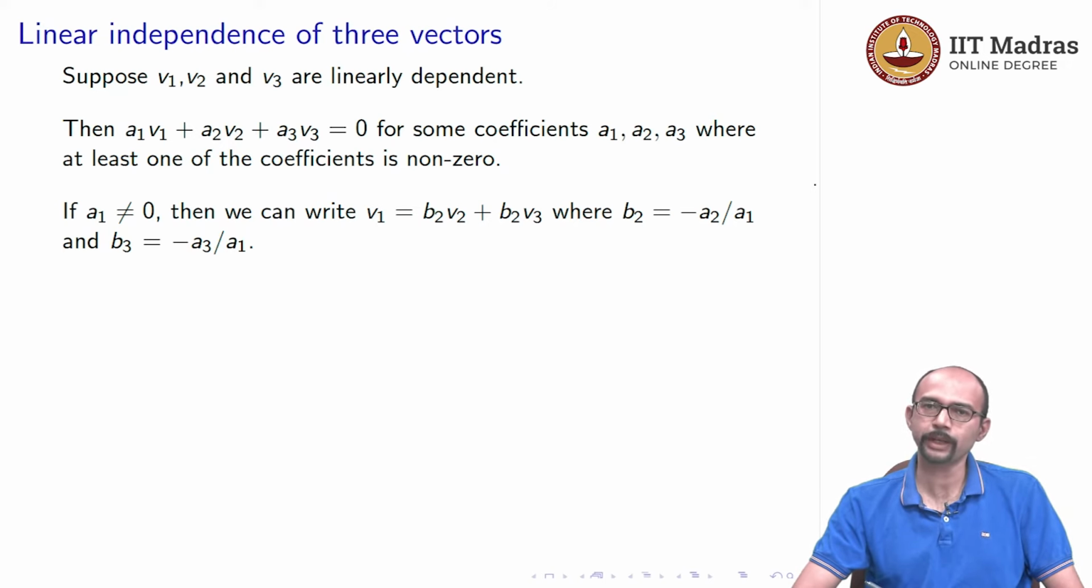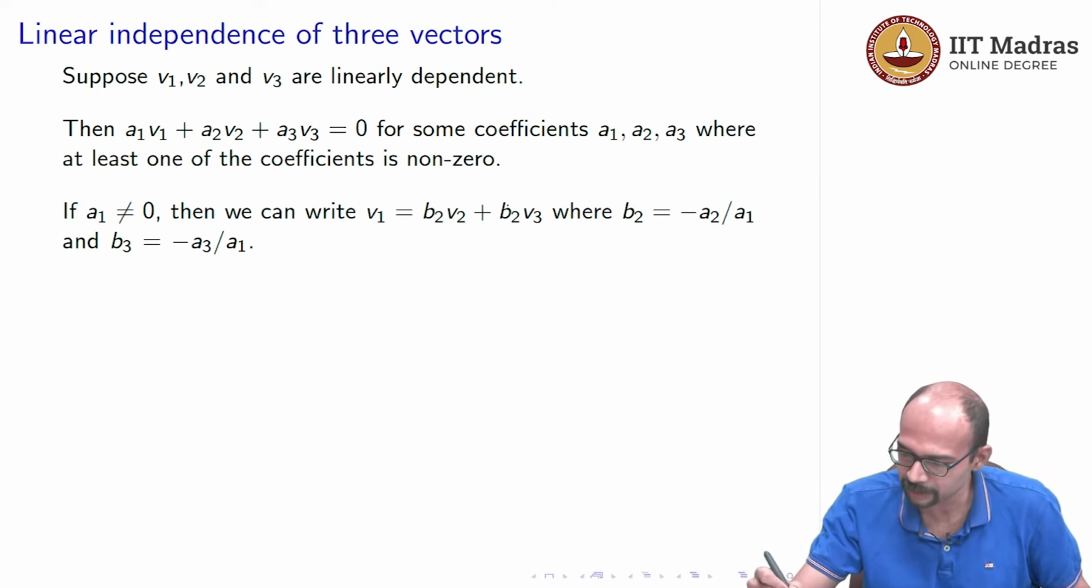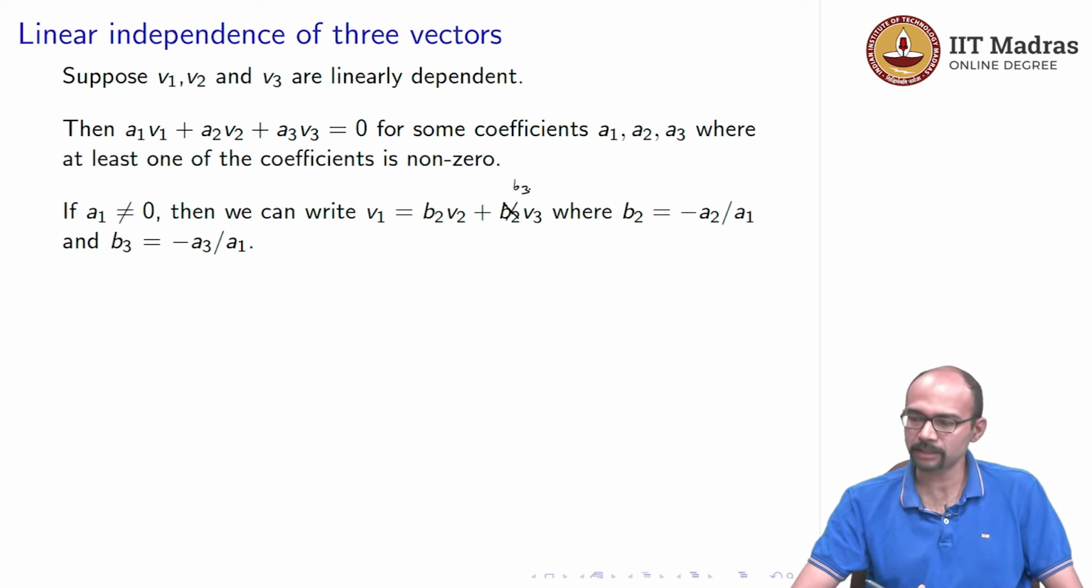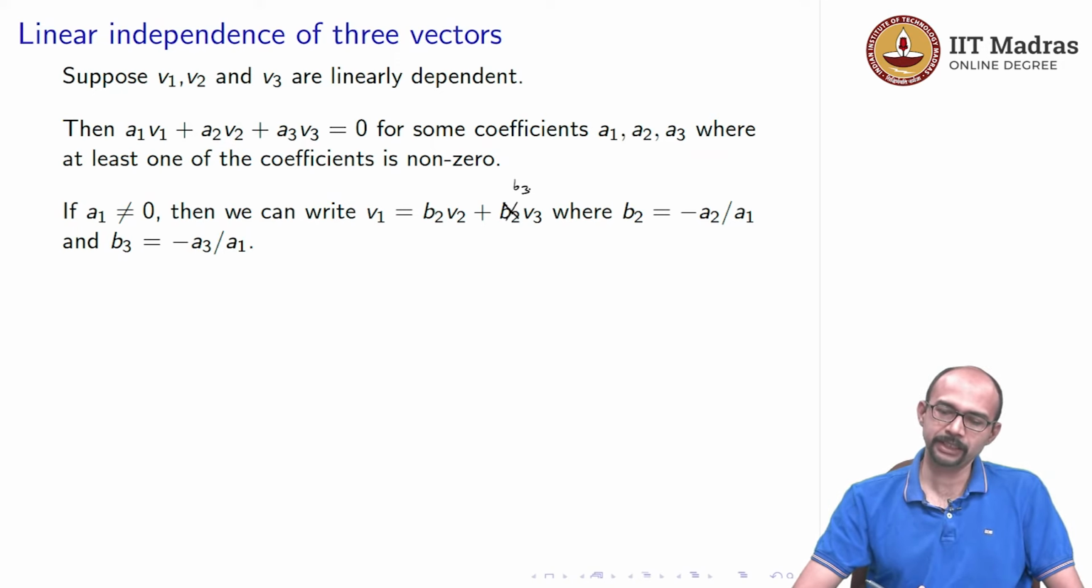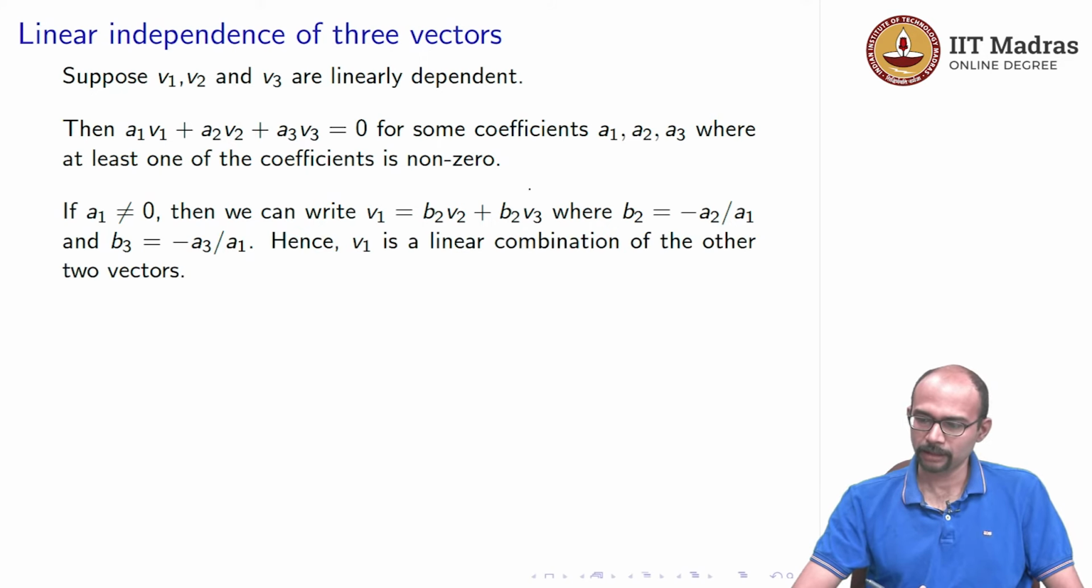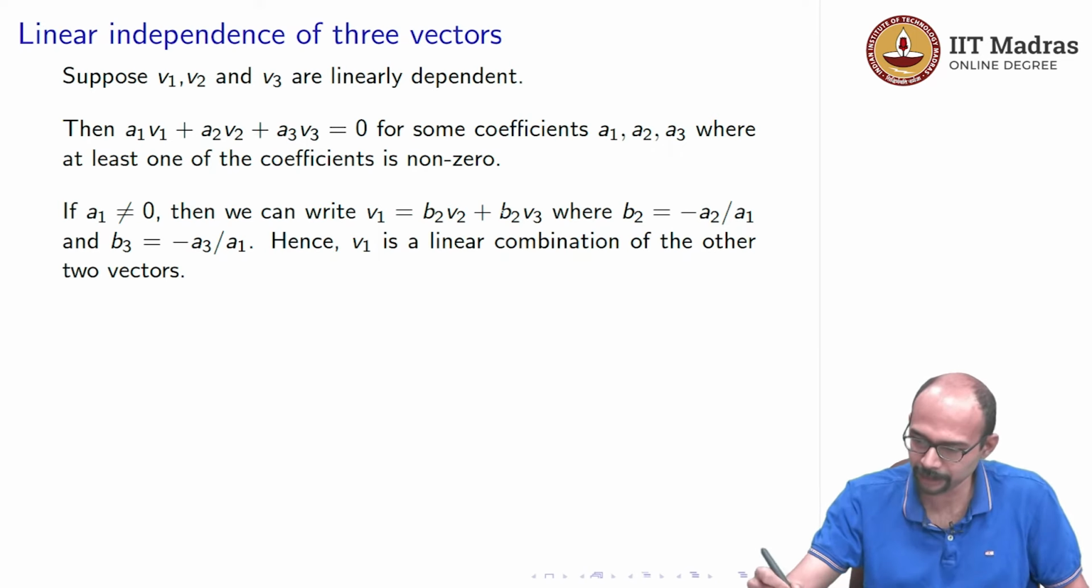So, if a1 is not 0, I can divide by a1, and I can take the terms for v2 and v3 to the other side, and I can write v1 as b2 v2 plus b3 v3, where b2 is minus a2 by a1 and b3 is minus a3 by a1. Okay. So, v1 is a linear combination of the other two vectors. That is the main point.